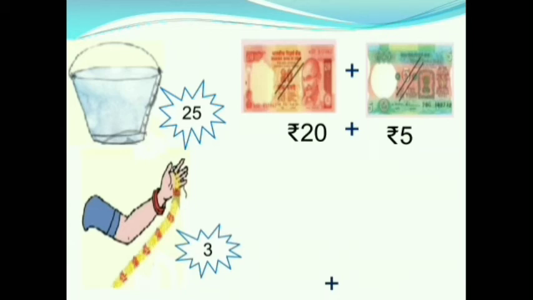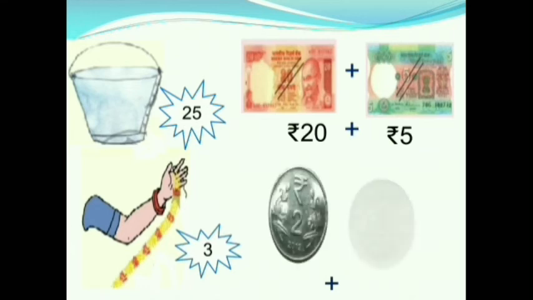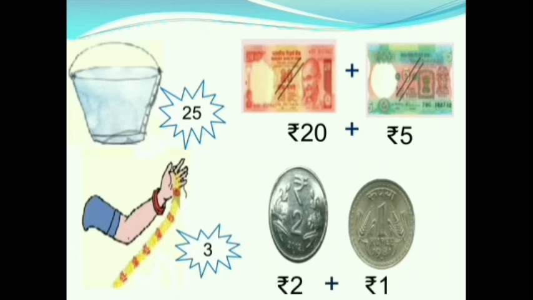Now we have garland. What is the price of garland? Yes, the price of garland is 3 rupees. Here, which two notes or two coins add up to 3 rupees? Yes, one 2 rupee coin and one 1 rupee coin add up to 2 plus 1 is equal to 3 rupees.